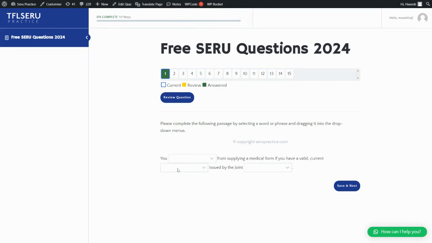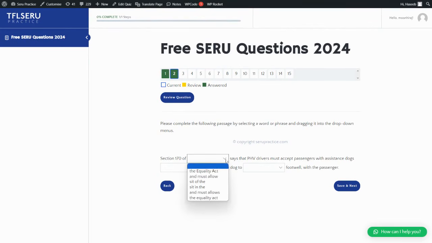Now let's pick the correct answer. So, you may be exempt from supplying a medical form if you have a valid current pilot license issued by the Joint Aviation Authorities. For the final one, Aviation Authorities, the word joint itself gives away the answer, because of the uppercase J in the beginning of the word, it is obvious that choosing this option will be wrong. Now let's take a look at this example.